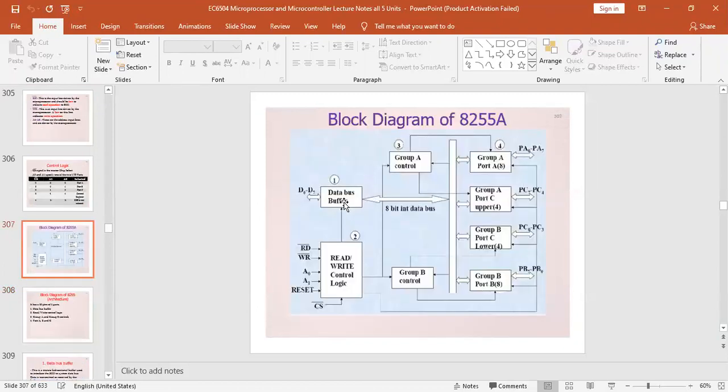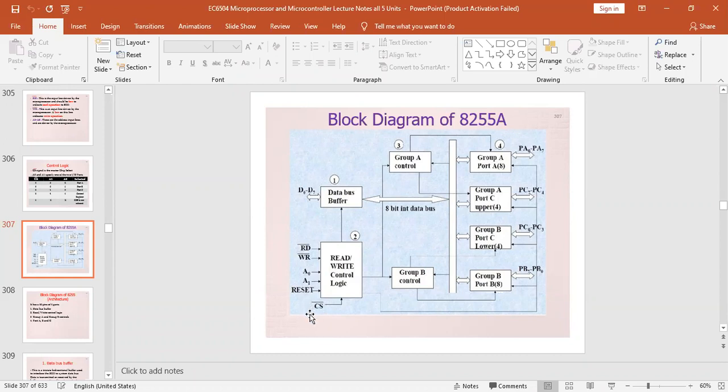So this is my data bus buffer. Via this data bus buffer, the D0 to D7 lines are entered. And via the read write control logic, we have RD, WR, A0, A1, reset, and the CS chip select line. The chip select line is very, very important. This chip select line is always 0.